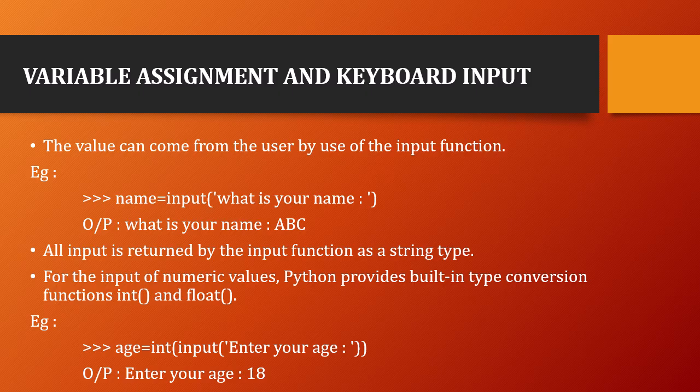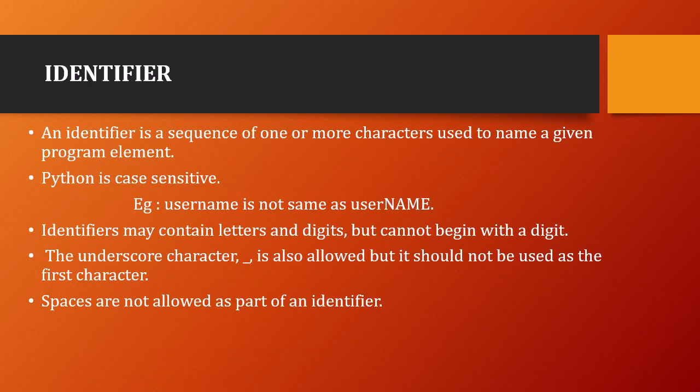For the input of numeric values, Python provides the built-in type conversion functions int and float. Example: age = int(input('Enter your age')). So the output would be an integer. When asked to enter your age, you should give an integer number, that is, a whole number.